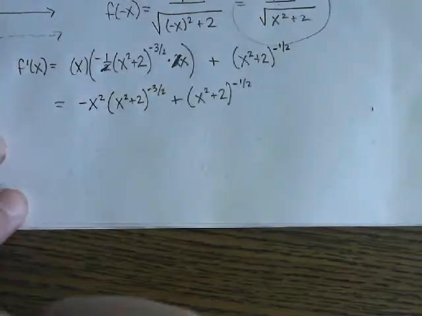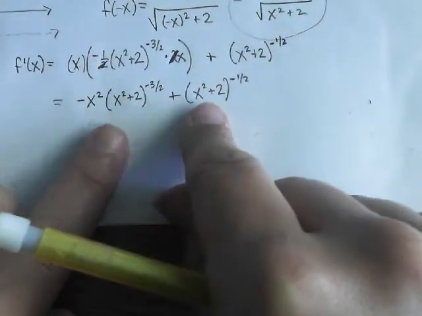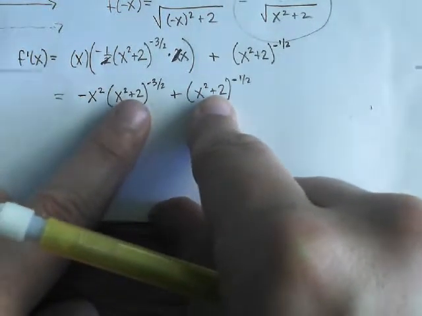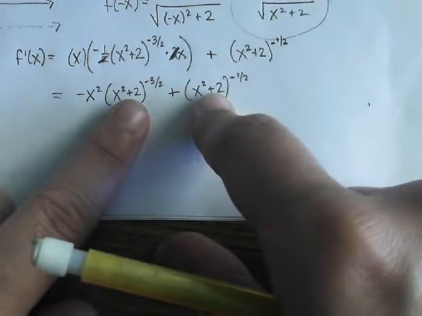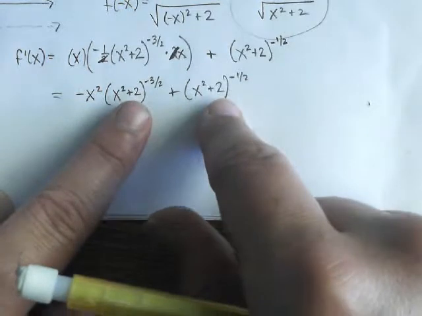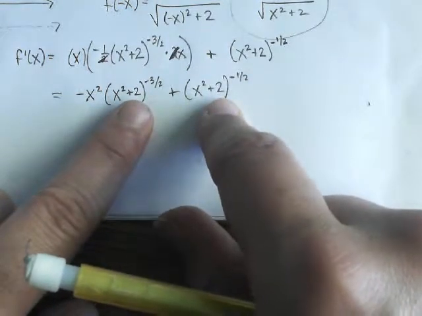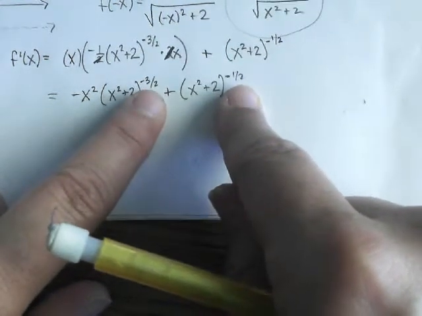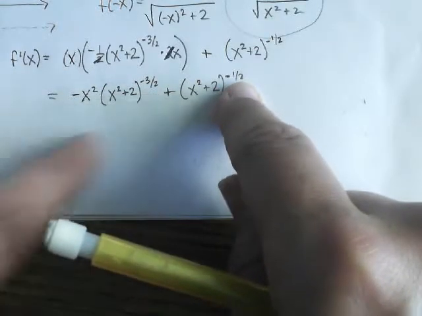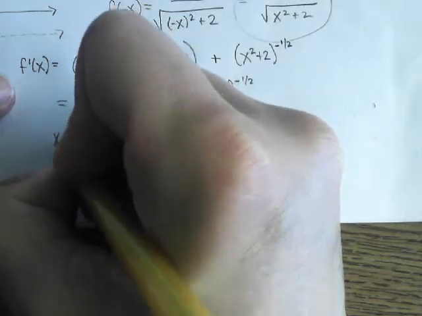Correct. So these are the same base. So we did this earlier in the year as a skill. It came up recently, but not a ton. But we would factor out the x squared plus 2 to the lesser of the two powers. Which one's the smaller number? Negative 3/2. So I'm going to factor out x squared plus 2 to the negative 3/2. And what's left of this first term is just negative x squared.